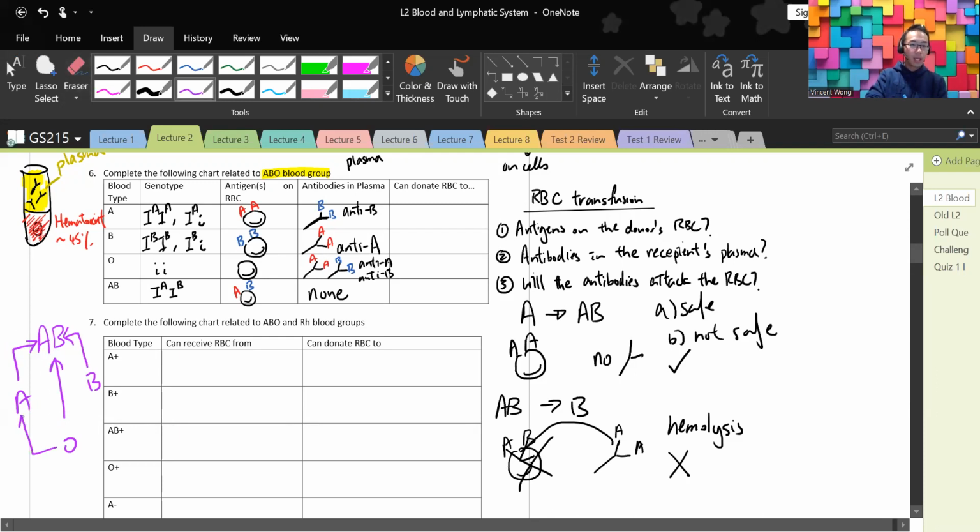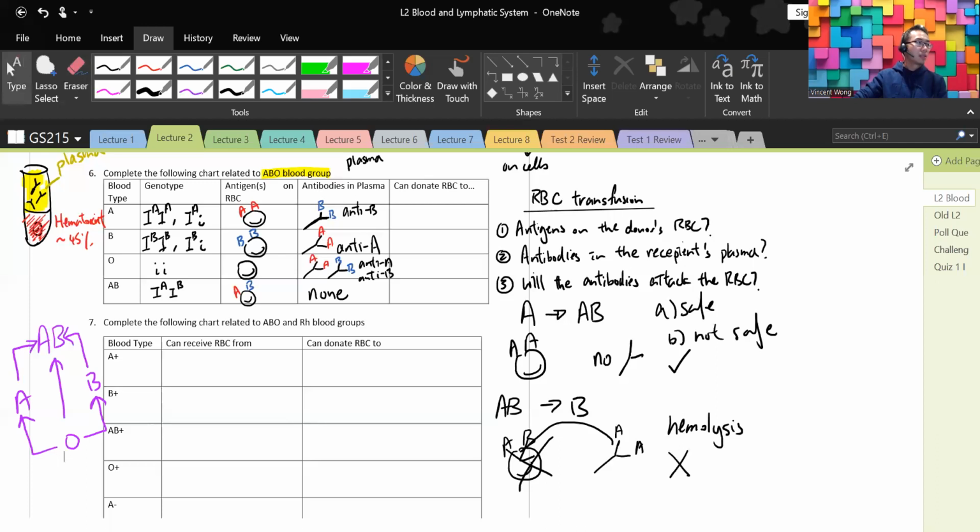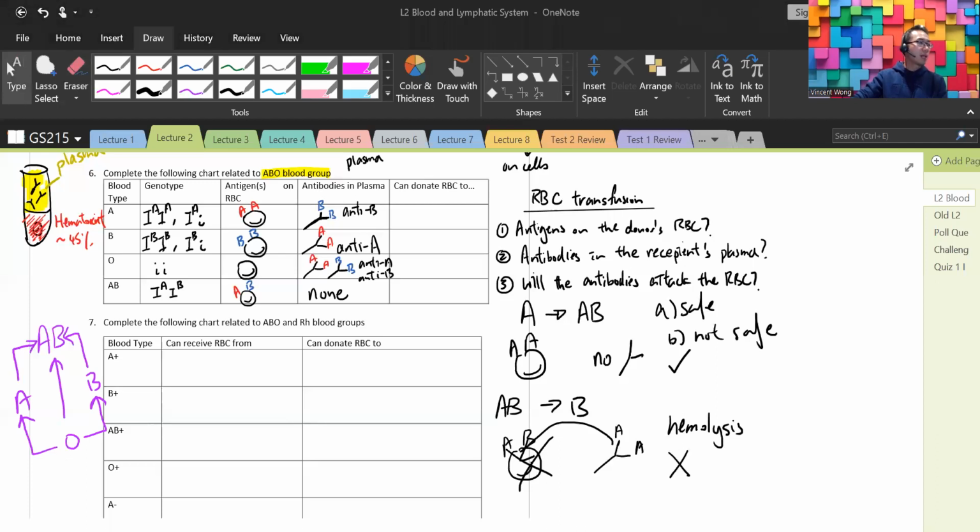Okay, and O can give to A, O can give to AB, and O can give to B. And that's why sometimes O is called universal donor. But again, I'm going to come back to that point later. Do you guys understand how to use this chart? Okay, the arrow tells you who you can donate to. Any question at this point before we venture further?